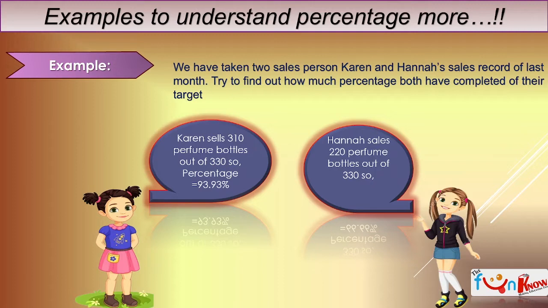Let us calculate how much Hannah has sold last month. Hannah has sold 220 perfume bottles out of 330. So now we have to calculate the percentage of Hannah. The percentage of Hannah is 66.66%. How are we going to find that out, students? 220 divided by 330 into 100, we will get the answer 66.66%.